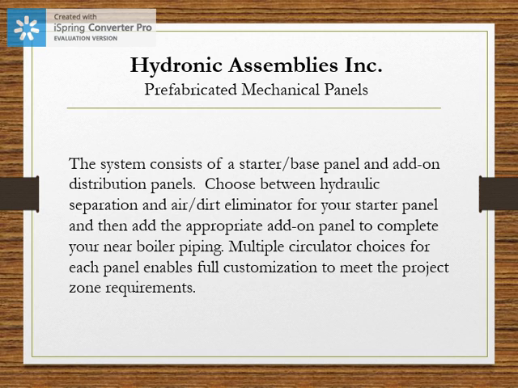The system consists of a starter base panel and add-on distribution panels. Choose between hydraulic separation and air dirt eliminator for your starter panel, and then add the appropriate add-on panel to complete your near boiler piping. Multiple circulator choices for each panel enable full customization to meet the project's own requirements.